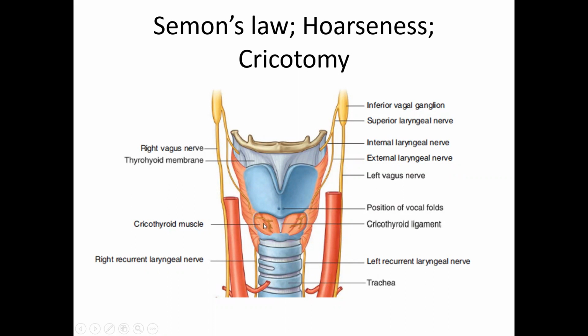The other point to be remembered is that when the rest of the muscles supplied by the recurrent laryngeal nerve are paralyzed, there is usually no hoarseness. If the abductors of the vocal cord are paralyzed, that results in the vocal cords going into spasm and closing. You must do an emergency cricotomy or tracheostomy.